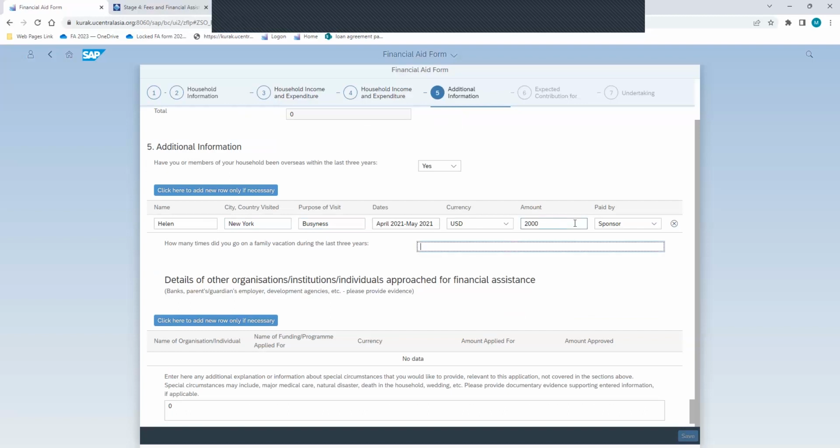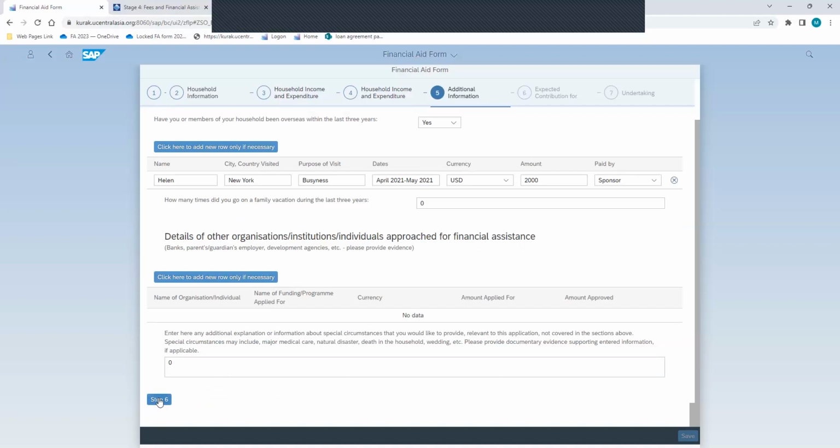I'm writing down 0, because this question is related personally to me. And see, step 6 is appearing. Otherwise, there was no step 6. So please pay attention to all the questions. Now coming back to the last question.